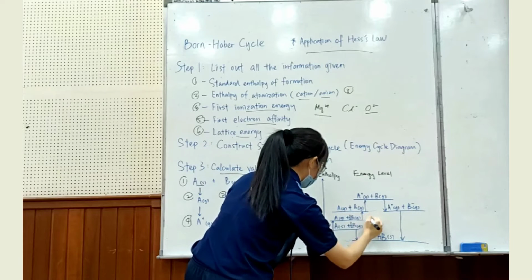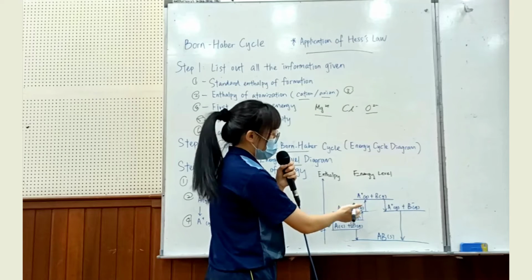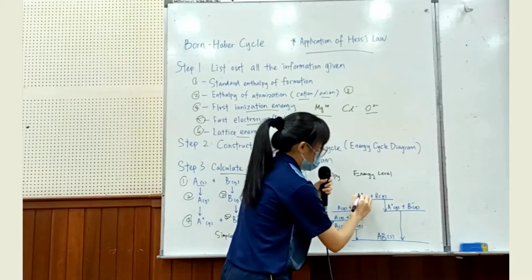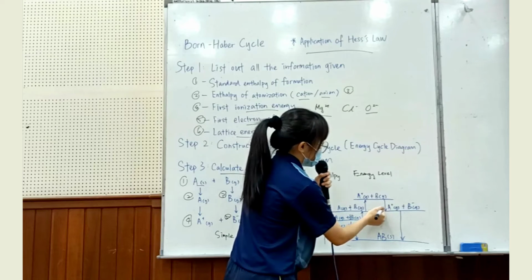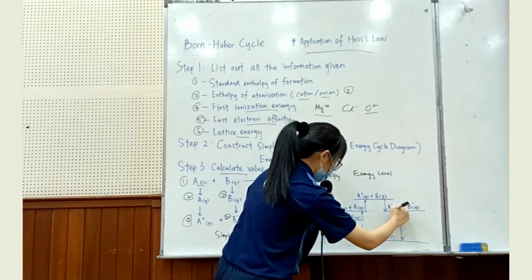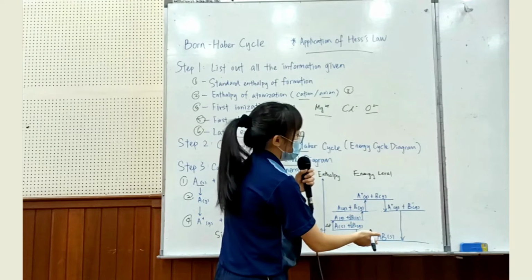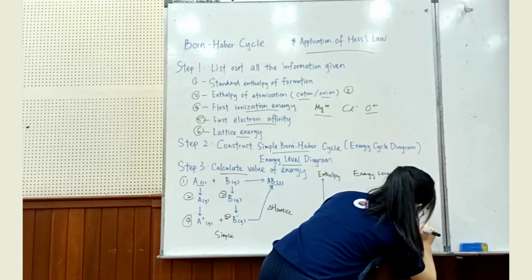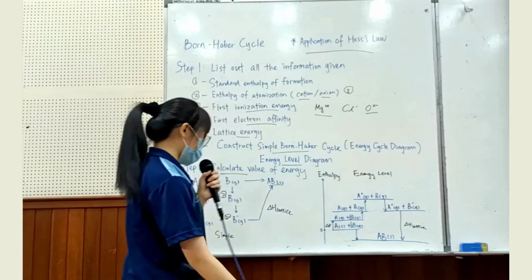Here we have the atomization of the B atom, so we will have the gaseous atom of B. And here we will write the first ionization energy of A, and this one is the first electron affinity of B. After the first electron affinity of B, we will form the AB solid. Here we will have the lattice energy, and actually this is the standard enthalpy of formation.